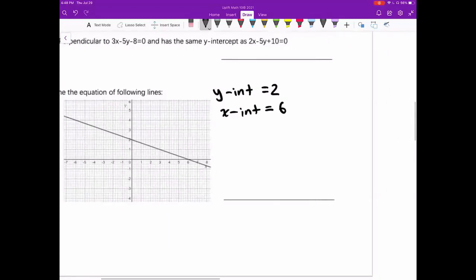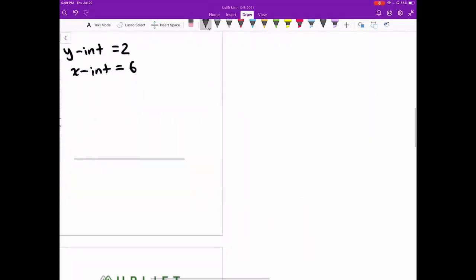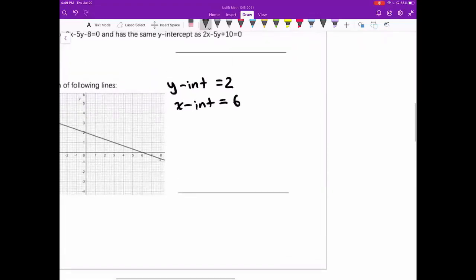Here, do you want it as slope-intercept or general? General, I guess. Okay. Here, determine the equation of this graph, but in general form. Just use these two points. Yeah, that also works.